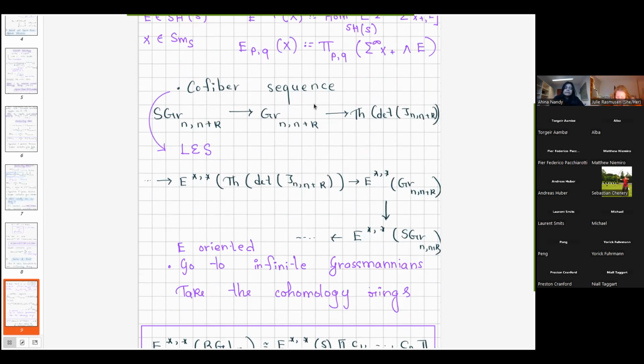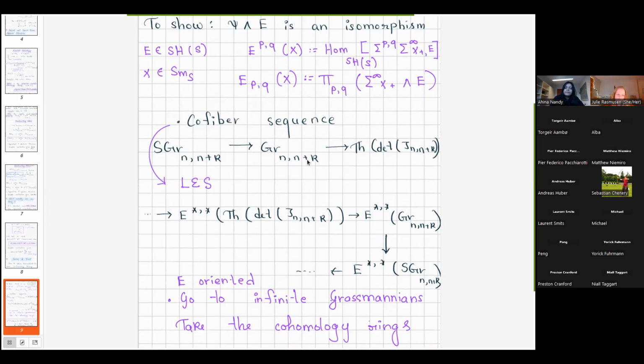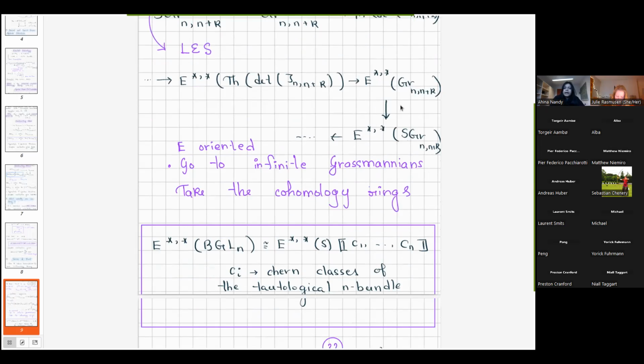So we take some oriented cohomology because we have the Thom spectrum and we know how the base spaces look, and we have a cofiber sequence for them, which gives us a long exact sequence. And we have some description of how this sort of cohomology for finite Grassmannians looks, but these are very complicated objects, so we don't talk about them. We go to infinite Grassmannians because those have much better descriptions, and we take the cohomology rings because, just like in topology, the oriented cohomology rings of infinite Grassmannians have a very nice description.